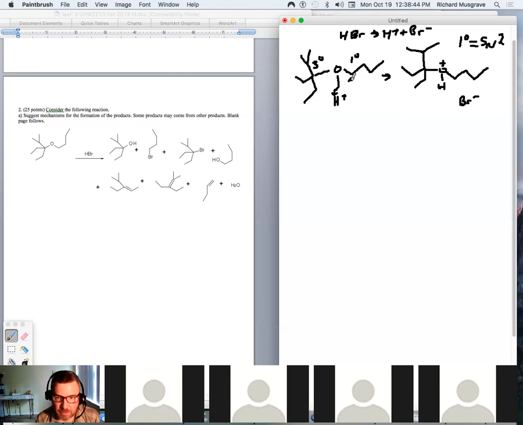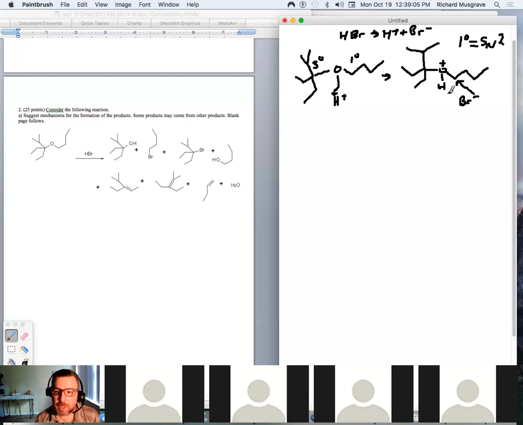And in this case, this is the C connected to the O, and that one only has one C coming off it. That's what I mean by primary and tertiary. So primary is Sn2. Let's try that again.